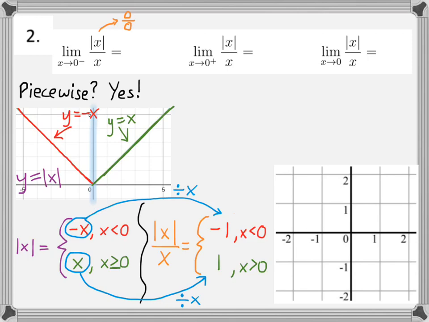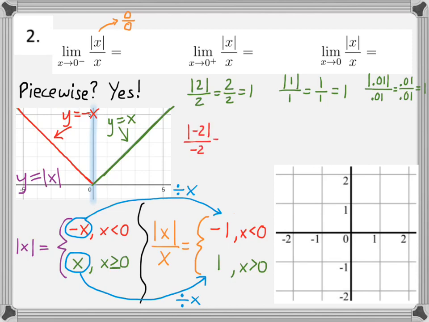You could also verify this by plugging in some numbers. Okay? So let me just plug in some sample numbers. Absolute value of 2 over 2. Well, that's 2 over 2, which is 1. The same would apply to absolute value of 1 over 1 or absolute value of 0.01 over 0.01. Either way, you're always going to get a value of 1. Those are from the right side of the absolute value of x over x. How about the negative side? Well, if I plug in negative 2, absolute value of negative 2 over negative 2 there, I would have positive 2 over negative 2, and that would lead me to negative 1. Okay?